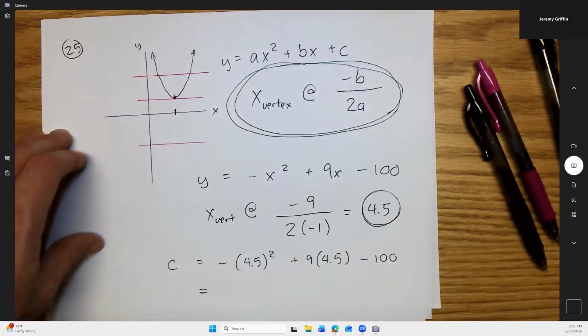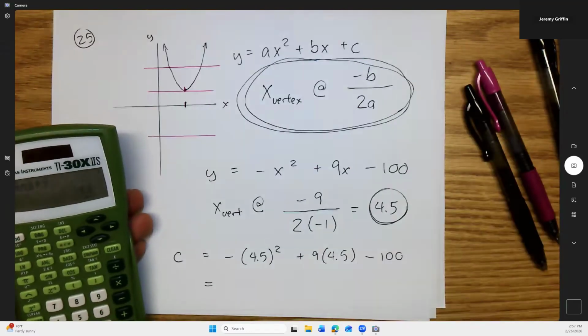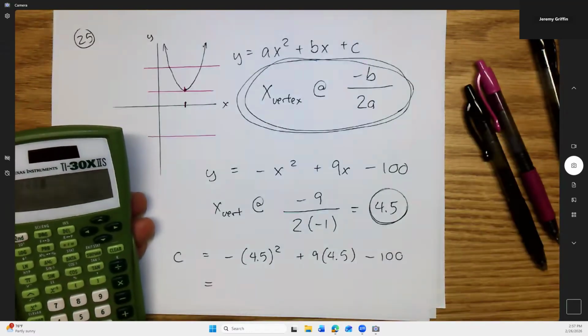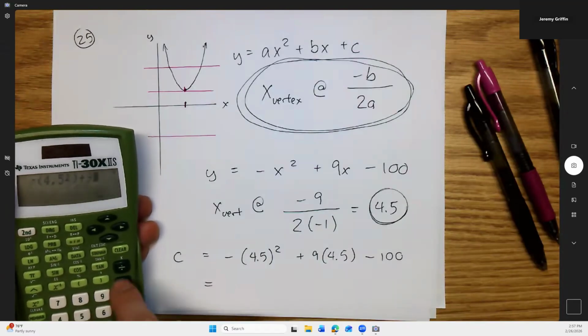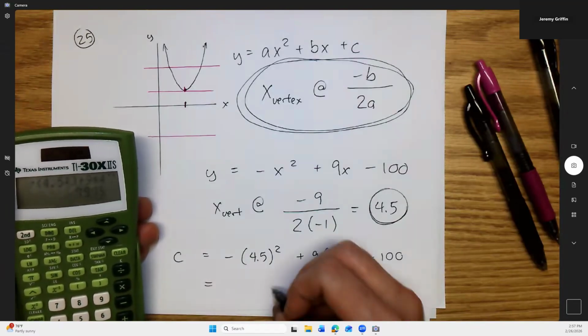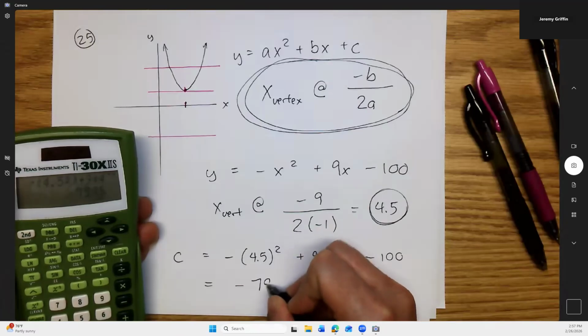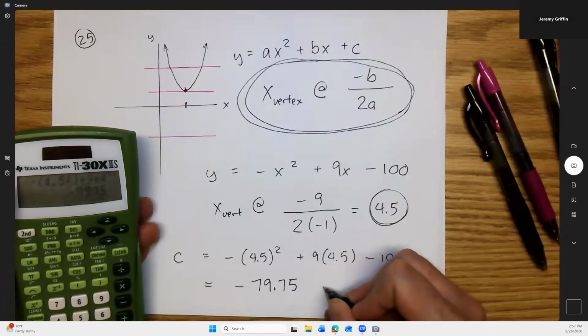You guys follow that process? A lot of little steps. All right, so let's go negative, and then 4.5 is being squared. Then plus 9 times 4.5, and then minus 100. Okay, so I'm getting negative 79.75. And I do see that in their answer choices, they have a lot of fractions.